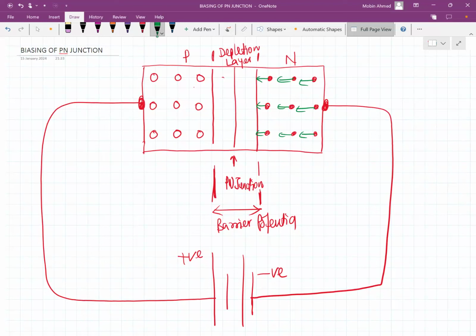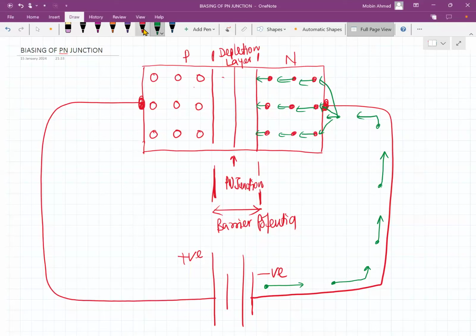And when it is going to move towards the junction, the electrons from here are going to arrive in the N-type region and will acquire these places like this. Okay, so it will try to push this one.